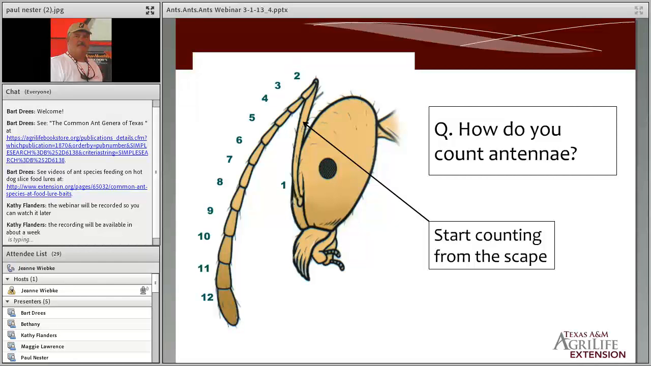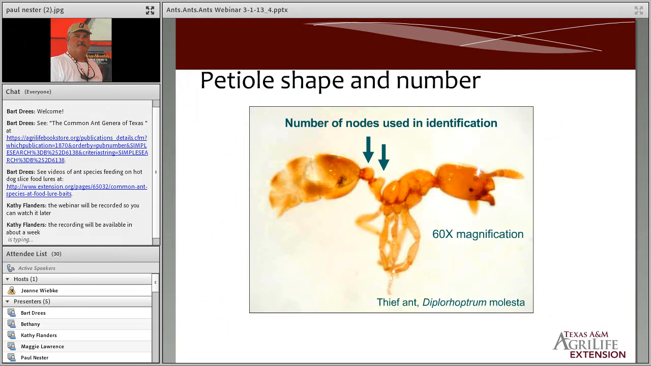Some ants will have 9 segments. Others may have up to 12 or 13. If I see an ant that has a 9-segmented antennae, I pretty much say that must be a Brachymyrmex or a rover ant, and I pretty well have that one taken care of. But then counting the nodes of the antennae can be very, very important when you start to ID the ant that you're looking at. We also have what we call the petiole.